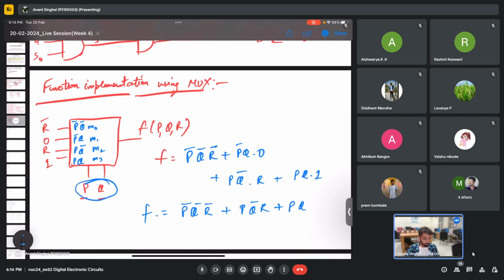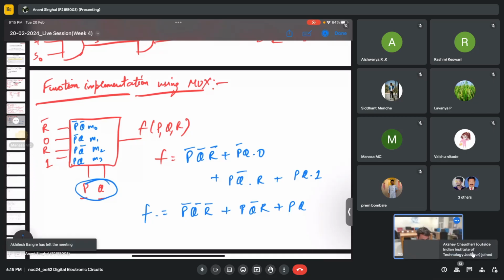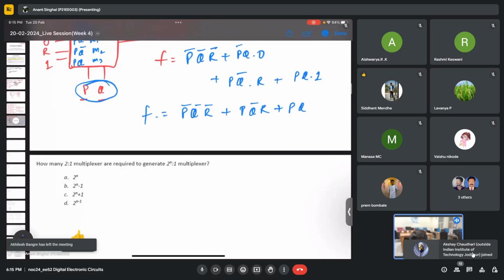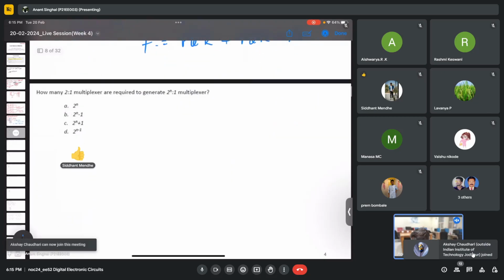So is there any doubt in this particular circuit? Please type in the chat box if you have any doubt, or if you are fine. So let's move ahead to some of the basic concepts.